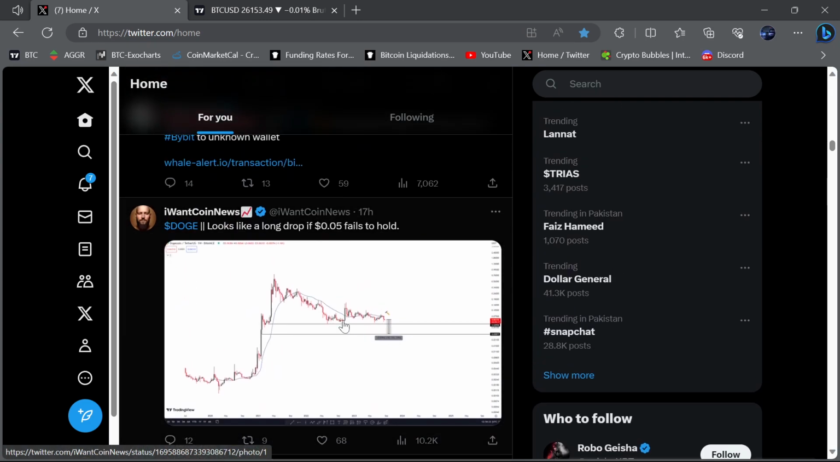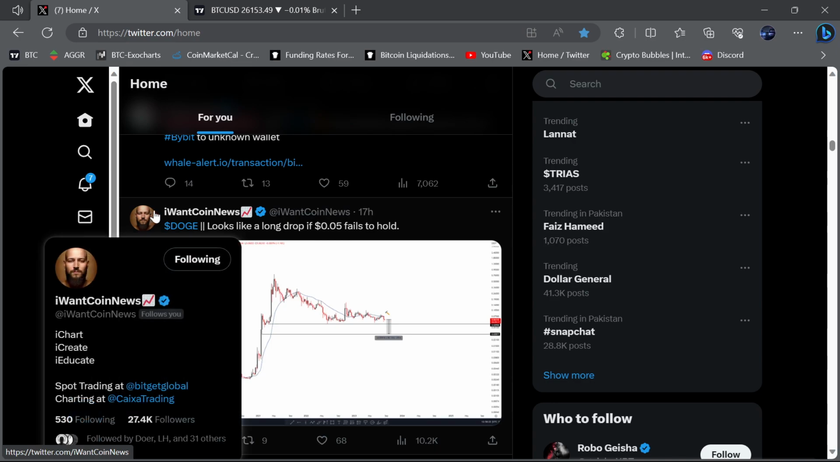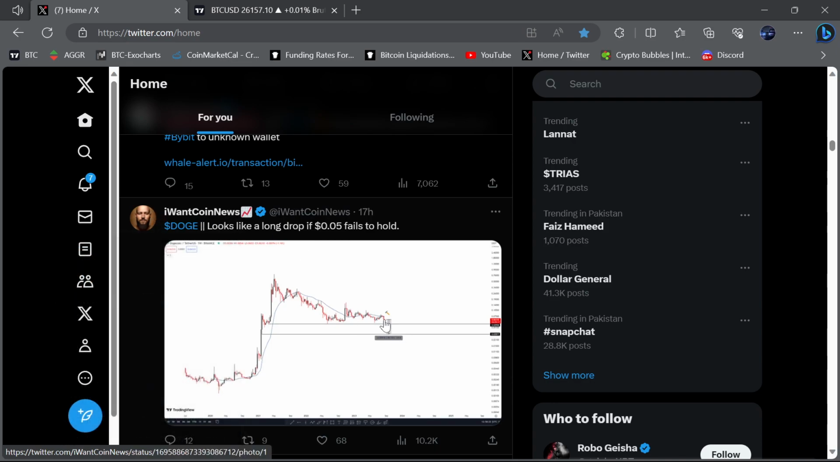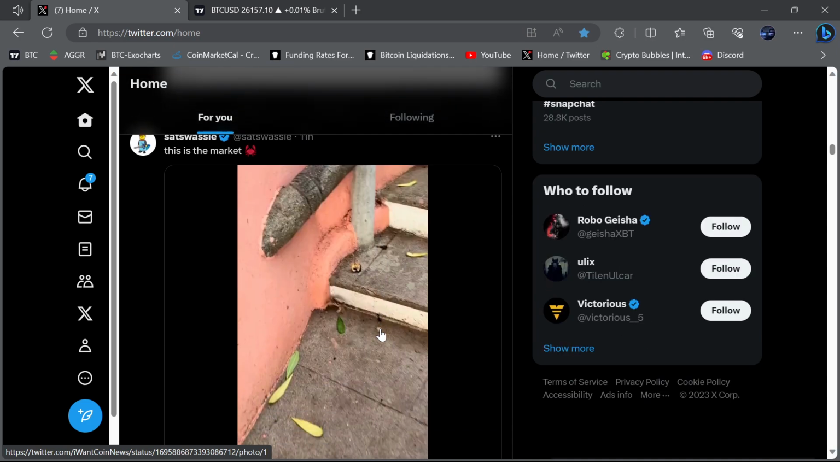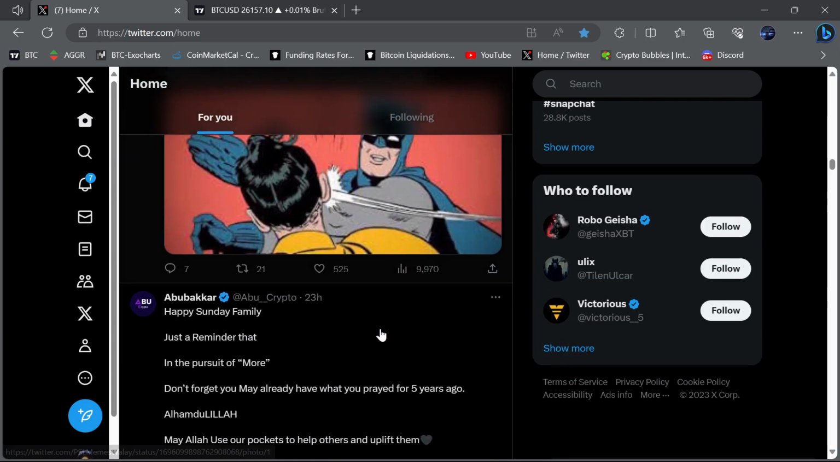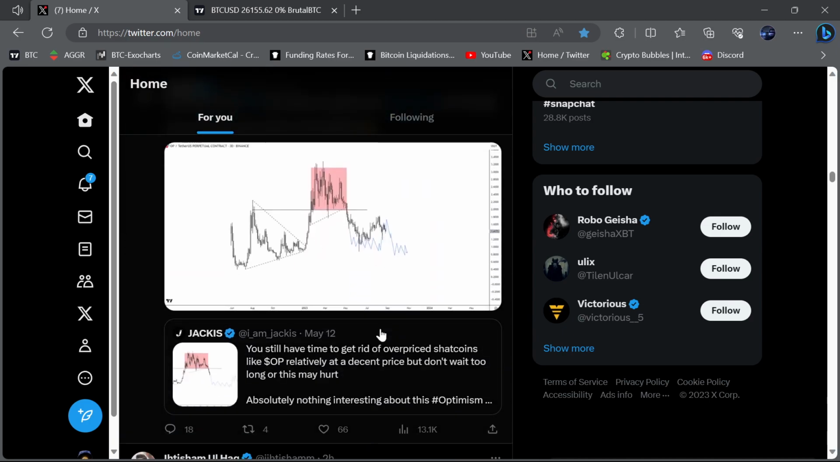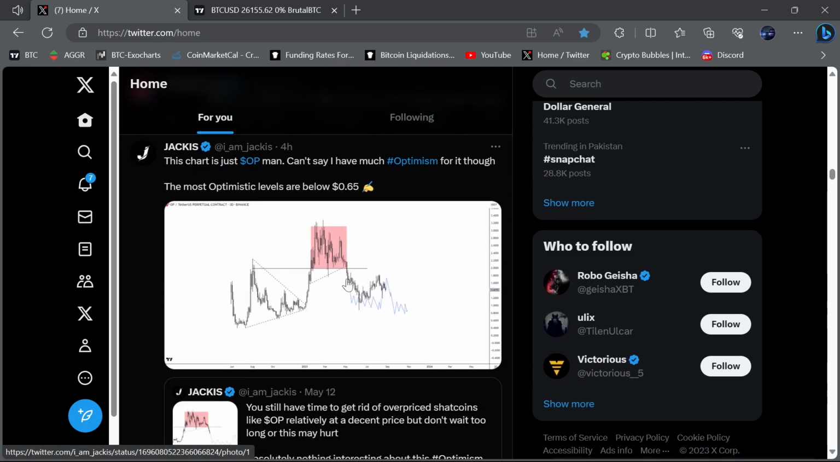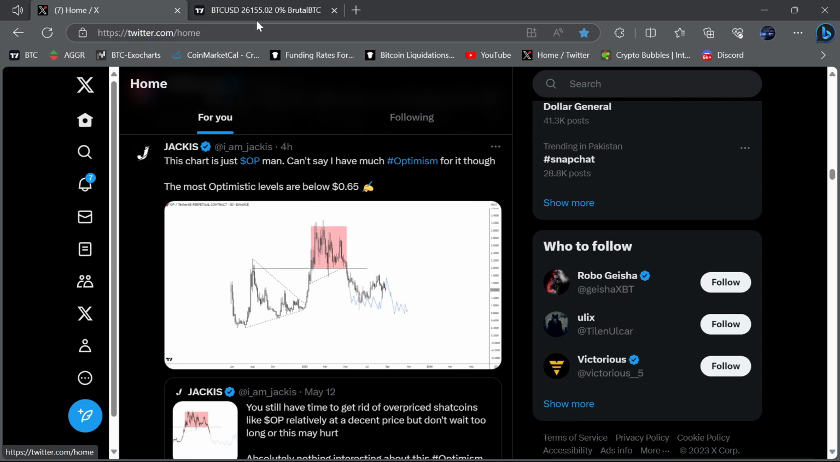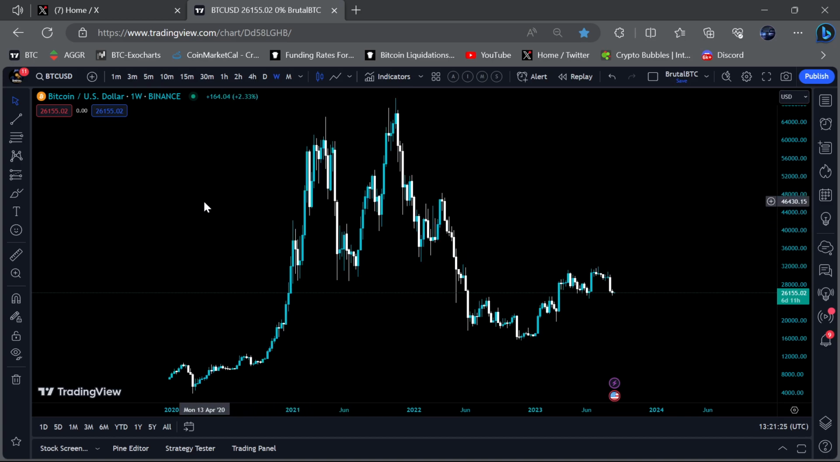For example, this guy is I want coin. All of these are my good friends. The price is going towards the downside, this guy is saying. So you guys just have to focus on the price movement, where most of the people are saying that the price is going towards the downside or the upper side. For example, Jackass is saying that the OP is going back to the downside. So you guys have to just focus on where most traders are telling you that the price is going to the downside or to the upper side.